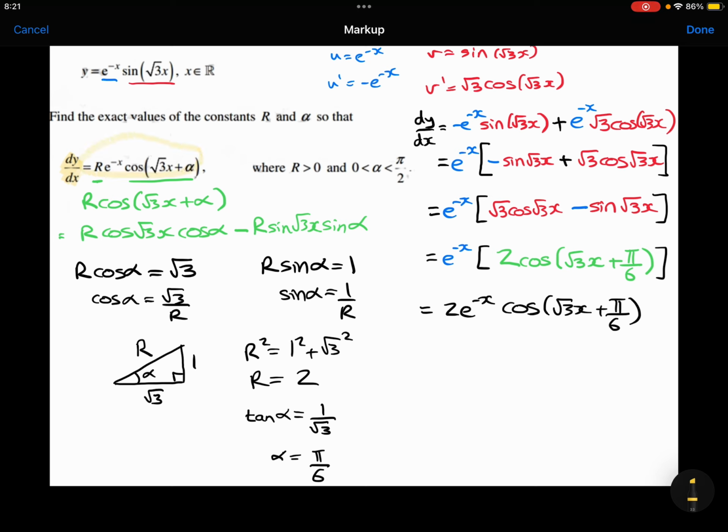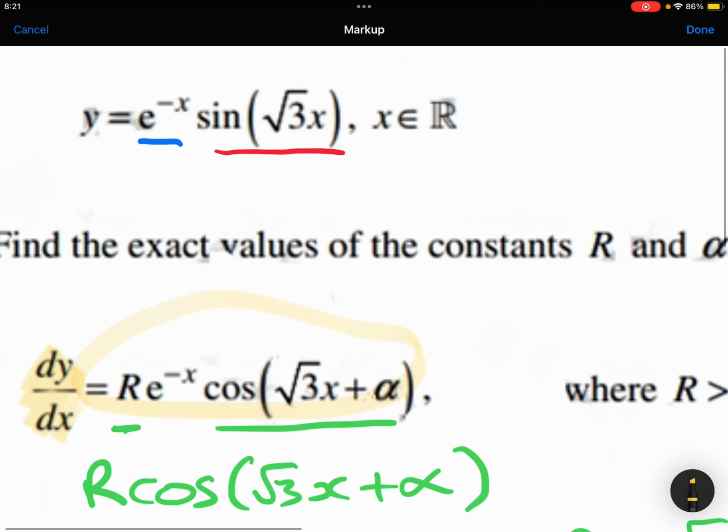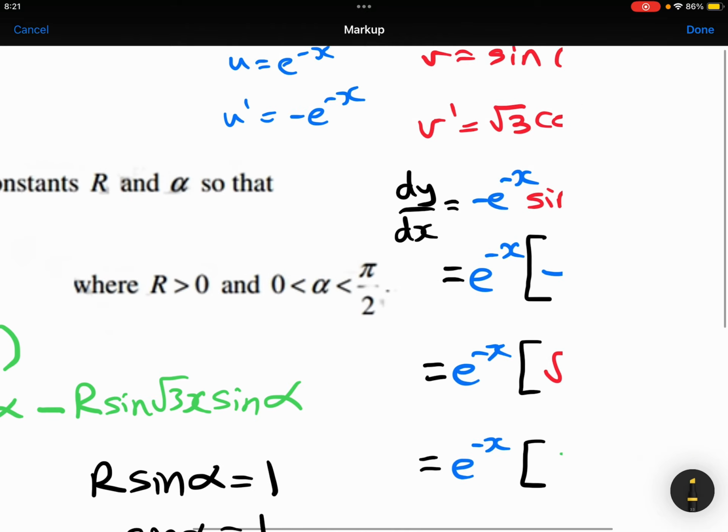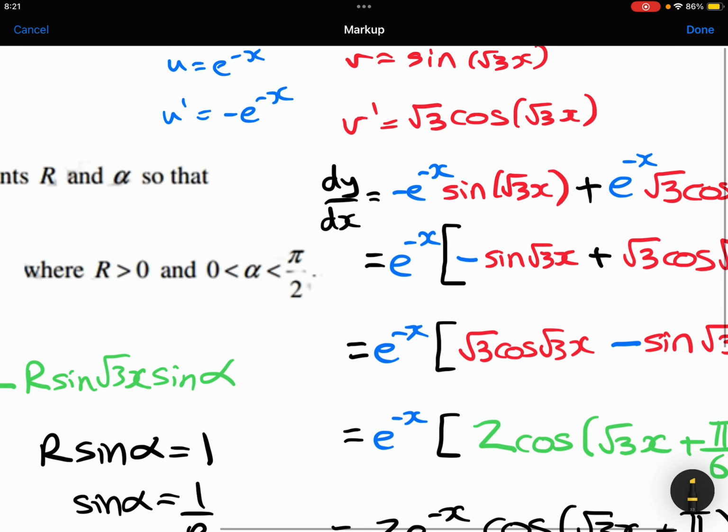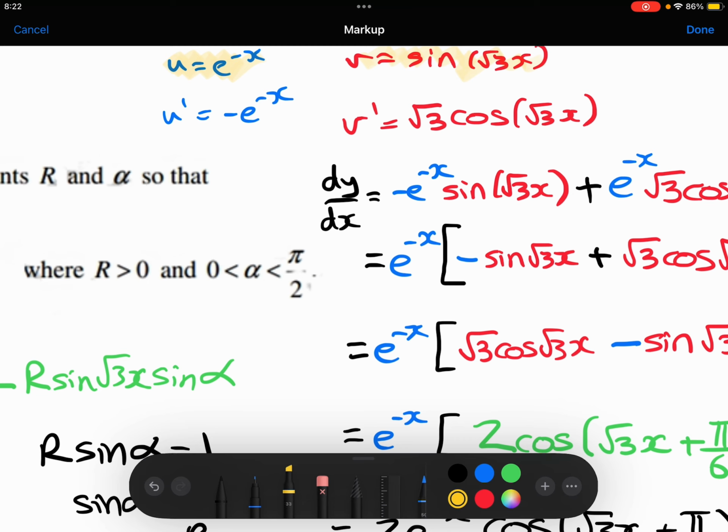So we need to differentiate. And we need to differentiate this with the product rule because we've got the product of two functions. We've got the e to the minus x and the sine root 3x. So over here, I've used the product rule. I've said that my u is the e to the minus x and my v is the sine root 3x. I've differentiated each of those. So e to the minus x is going to differentiate to be minus e to the minus x. The sine is going to differentiate to be cos, and then I need to remember to multiply by the root 3 because of the chain rule.